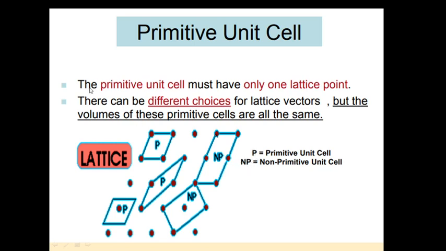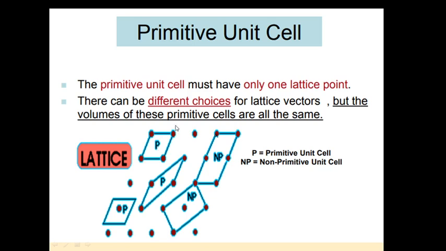Let us try to understand the definition. The primitive unit cell must have only one lattice point. The question arises, how is it possible? Let us say it's two-dimensional. That means each corner atom has a contribution to this particular shape of 1/4, because there are 4 corners. So the contribution of this dot is 1/4 towards this particular shape.